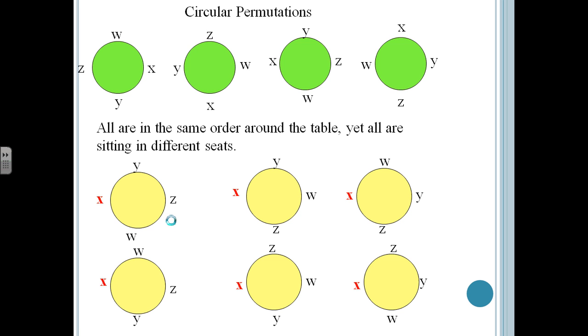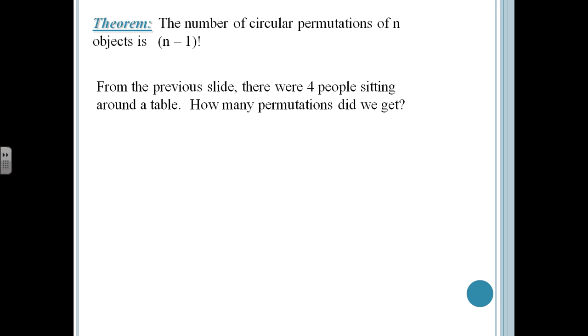So our formula, naturally, should come out to be n minus 1 factorial, because you're looking at 1 less than the number of objects that are going around the table, factorial, to get their permutations. So if we look at our previous slide where there were 4 people sitting around a table and we use this formula, we had 4 minus 1 factorial, which is 3 factorial, which does in fact come out to be 6. And we saw there at the bottom there were 6 different tables.